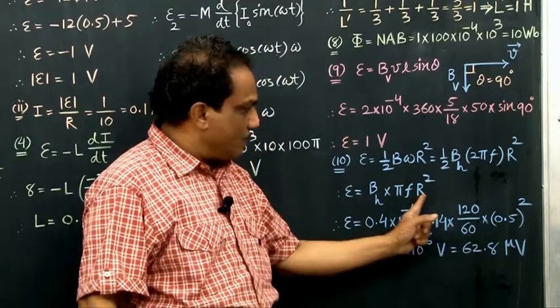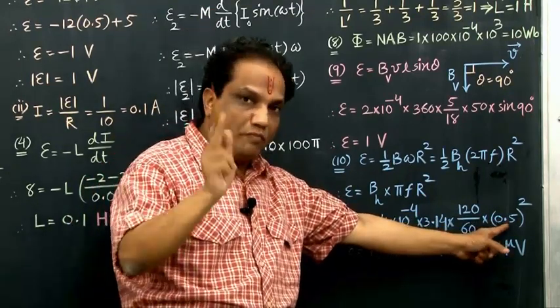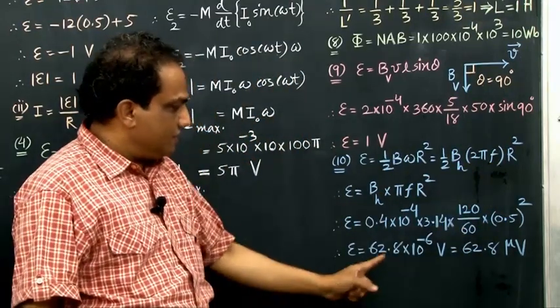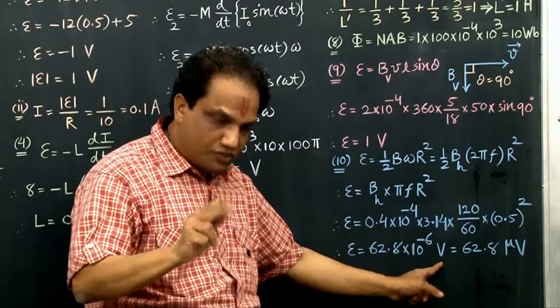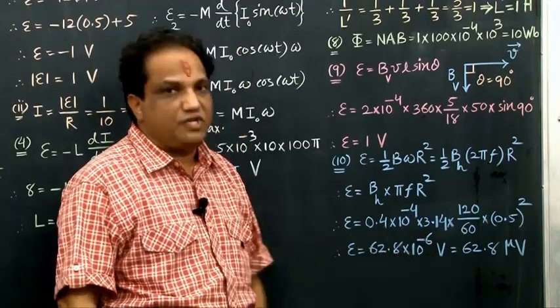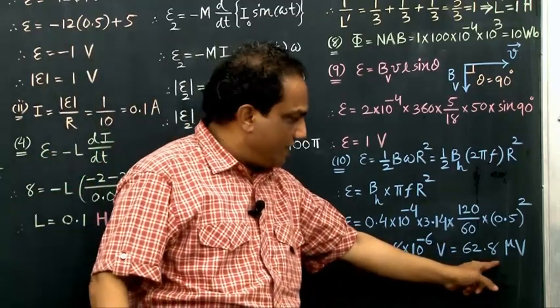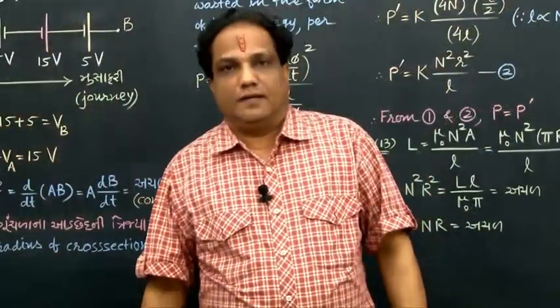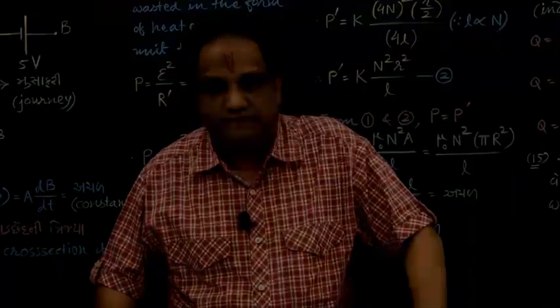Okay. What about the radius of the wheel or length of spoke? It is 0.5 meter, and it's squared. Now this answer is 62.8 into 10 raised to minus 6 volt, but 10 raised to minus 6 volt is nothing but 1 microvolt. So this answer is 62.8 microvolt. Correct? Thank you. Come on my dears, read MCQ number 11.